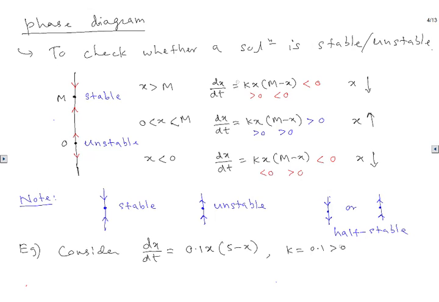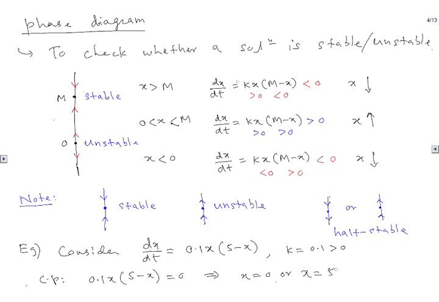So what are the critical points? What we can do is set this equal to 0. So we say 0.1 x (5 minus x) equals 0. So this says that x equals 0 or x equals 5. So those are the two critical points. Okay, so there are two critical points, 0 and 5.